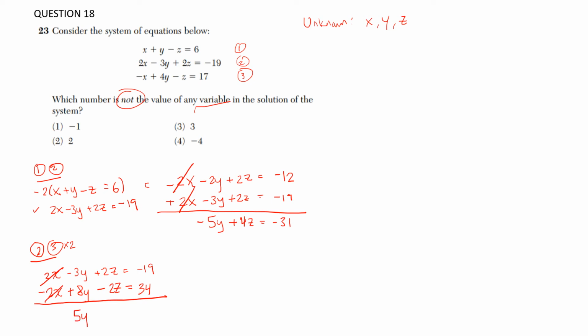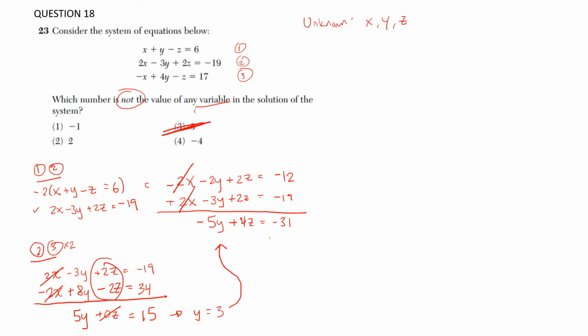We have 5y here. This is very nice. It actually eliminates the z's also. So now we have 0z, effectively 0, equals 34 minus 19, which is 15. Okay, well that's very easy. Now we actually have y here. We can very quickly solve for y, and y equals 3. So that is not going to be one of the answers. I can eliminate that.